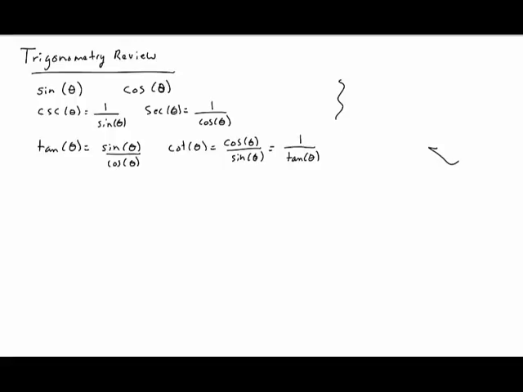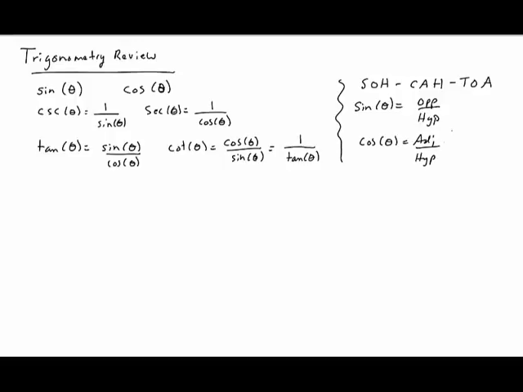Now also along these lines, if you're used to using right triangle trig, we use the acronym SOHCAHTOA as well to work with right triangle trig. So what this means is the sine of theta, if I have a right triangle, is equal to the opposite over the hypotenuse side. The cosine of theta is equal to the adjacent over the hypotenuse side. And the tangent of theta is equal to the opposite side over the adjacent side. It's the ratio of those.